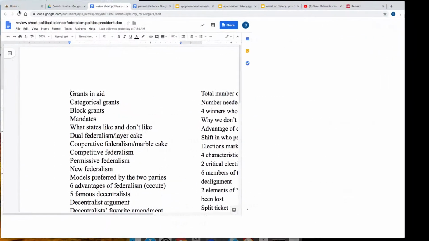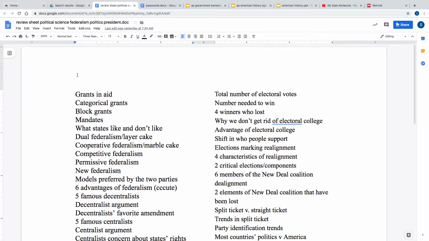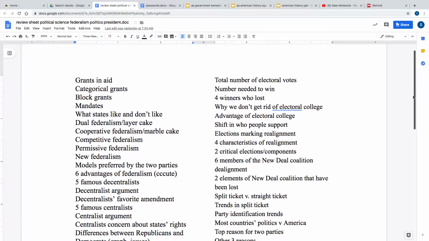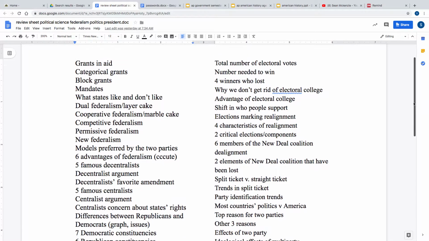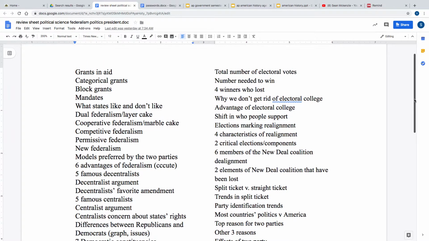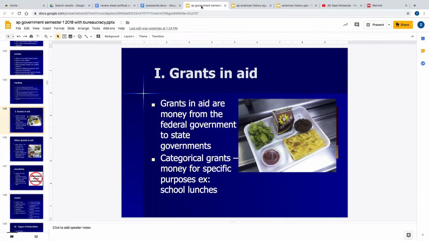Okay, let's go right here and let's take a look at the review sheet. We're going to go through this federalism section right here. If you look at it, the federalism section goes almost exactly with the PowerPoint, slide for slide. So I'm going to pull up the PowerPoint with the federalism and try to get through federalism in about 10 minutes.